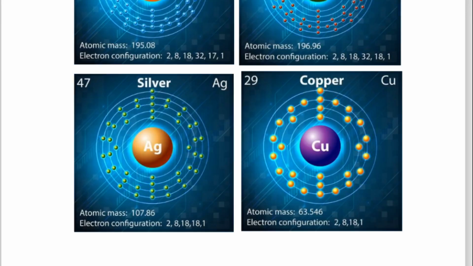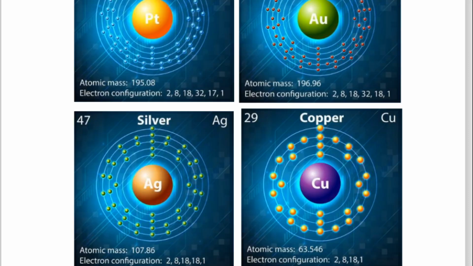Next example is silver, atomic number 47. And look at the electron configuration. The last orbit has only one electron, and that electron is shown over here at the top. Next is copper. Look at the atomic number 29, and the electron configuration is somewhat like this, and there is only one electron in the outermost shell.